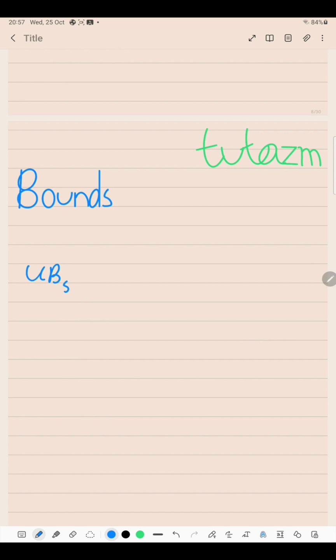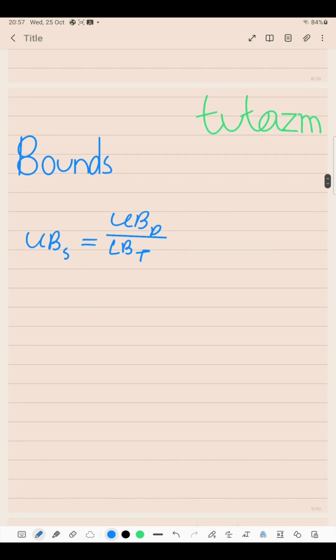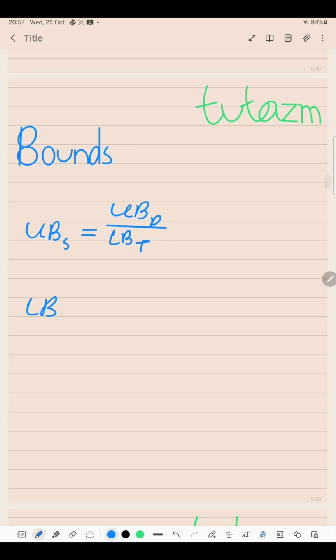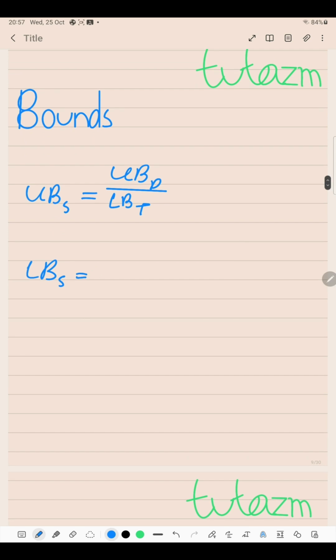for speed, which is the highest possible value of a speed that has been rounded, or its values have been rounded. So the upper bound of the speed would be equal to the upper bound of the distance divided by the lower bound of the time, because this would give you the highest possible value for the speed, because we're using the highest possible value in the numerator but the lowest possible value in the denominator. And to work out the lower bound of the speed, we just do the opposite of what we just did. So it'd be lower bound of the distance over the upper bound of the time to work out the lowest possible value for the speed.